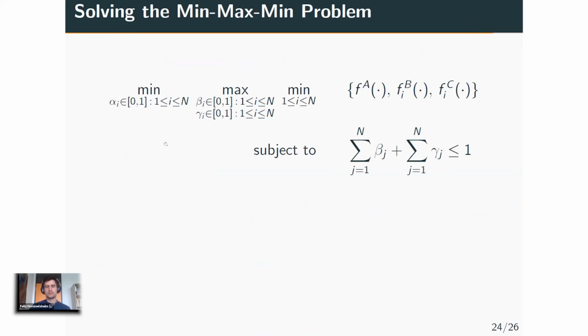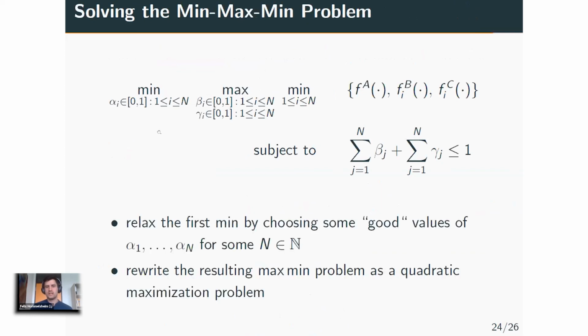And we wanted to solve it computationally because we were not able to solve it analytically. And our idea was, well, we can simply minimize this minimizing. We simply can choose some good scaling factors. And then we are simply left with a max-min problem. And this max-min problem we can rewrite as a quadratic maximization problem.